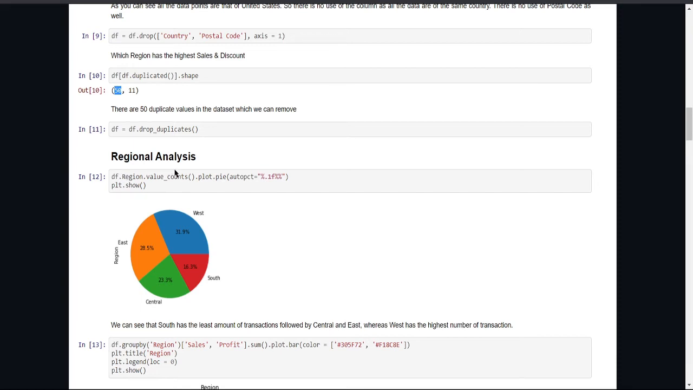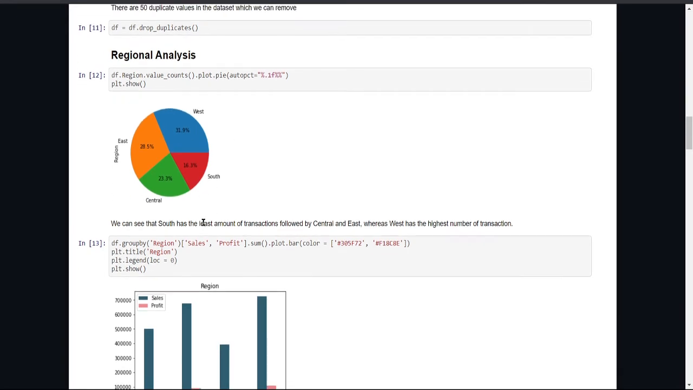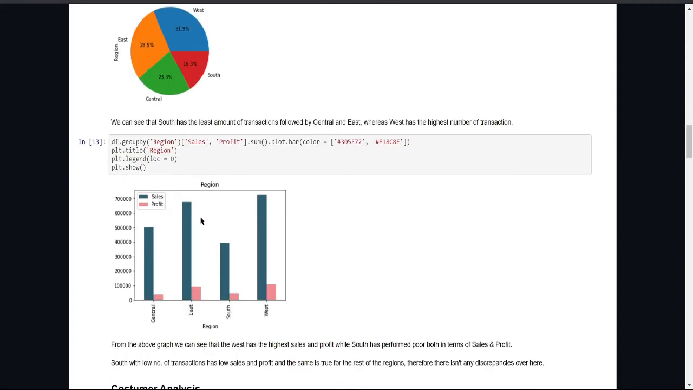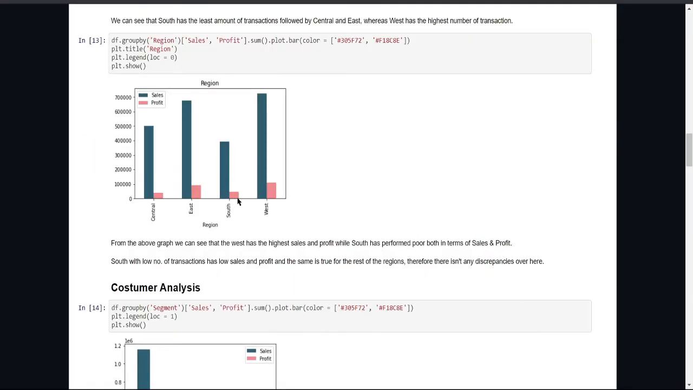Here in the regional analysis, you can see that the west has the most transactions, followed by east and south at the least number of transactions. Next up, we see the sales and profit made by each region, with west being the highest and south the lowest, both in terms of sales and profit.